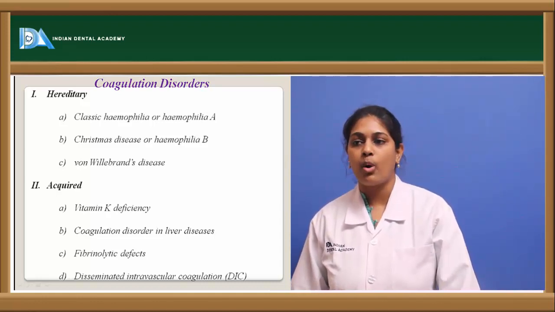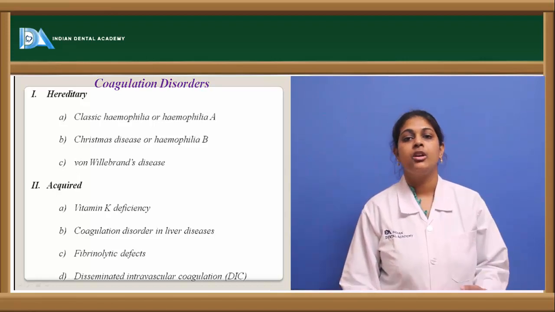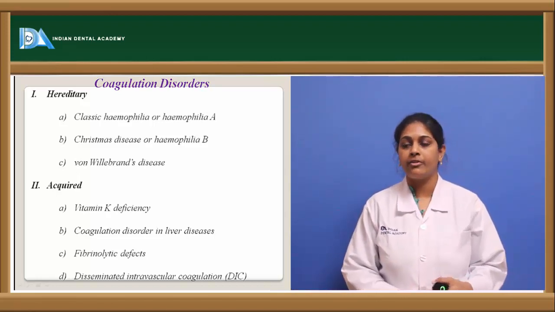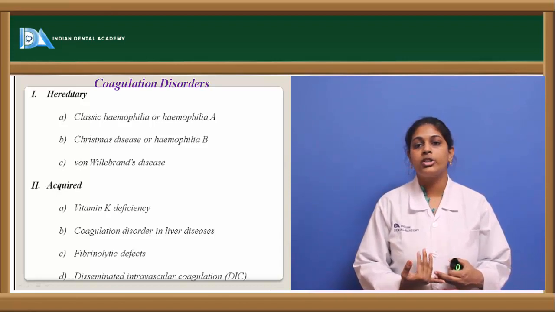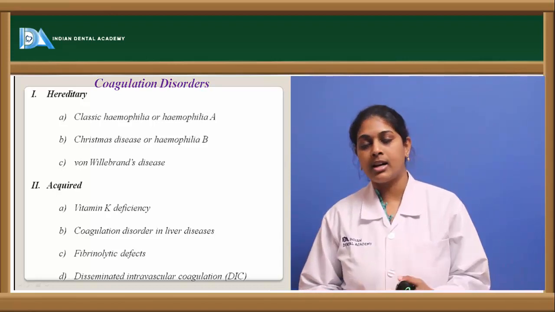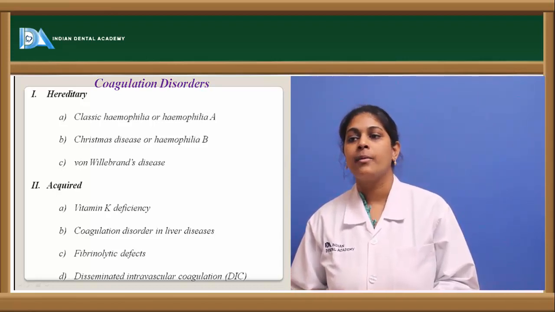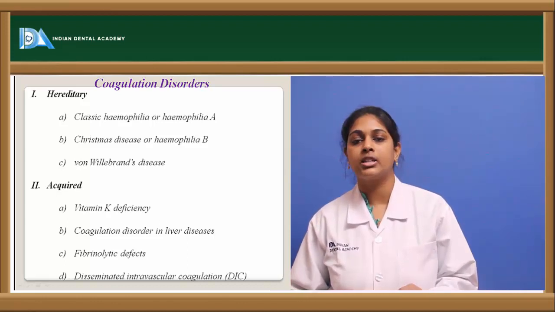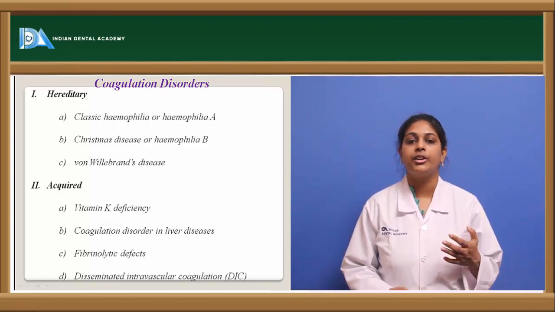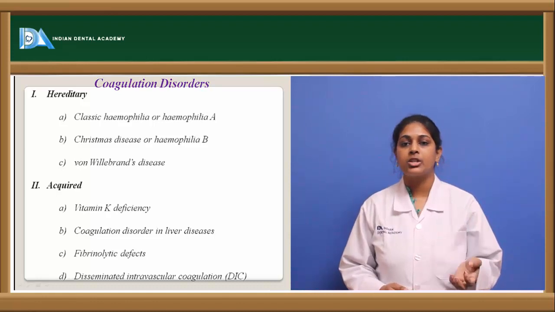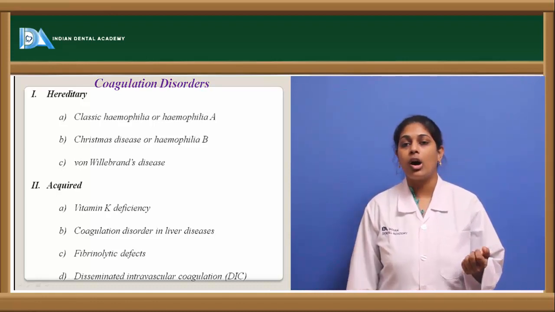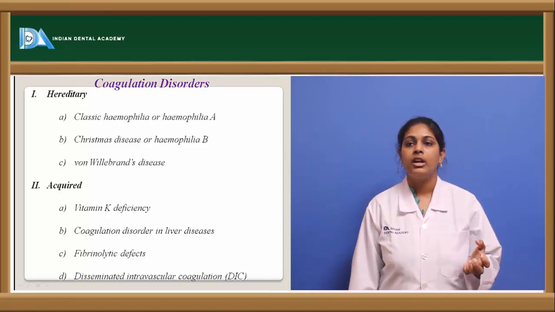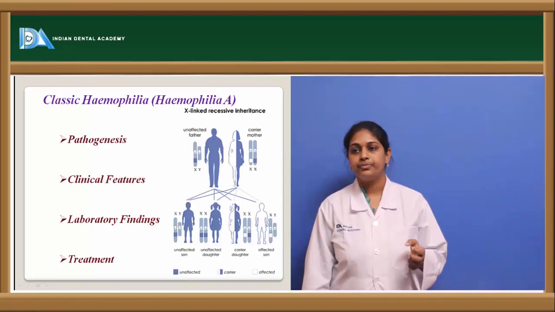Next are the acquired disorders. They are vitamin K deficiency. They could be because of vitamin K deficiency, or because of coagulation disorders resulting from liver disorders, or because of fibrinolytic defects, or also seen in conditions such as disseminated intravascular coagulation. So these are certain coagulation disorders which could be either hereditary or acquired.